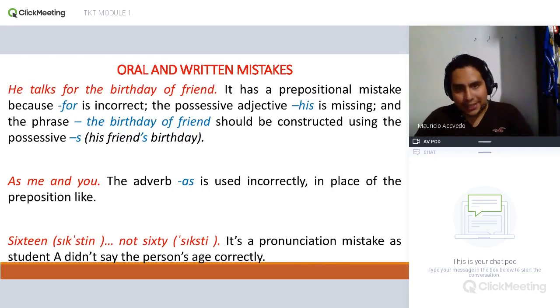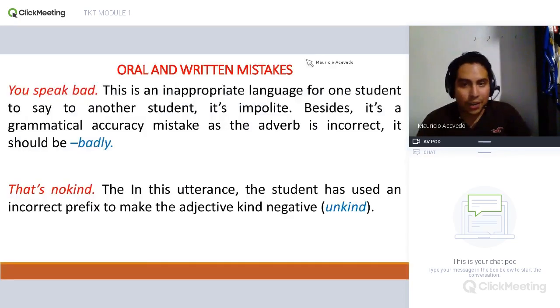16, no, 60. It's a pronunciation mistake as student A didn't say the person's age correctly. In this case, he's saying that he has 16 instead of 60, and so on. So be careful. "Complicate. You speak bad."